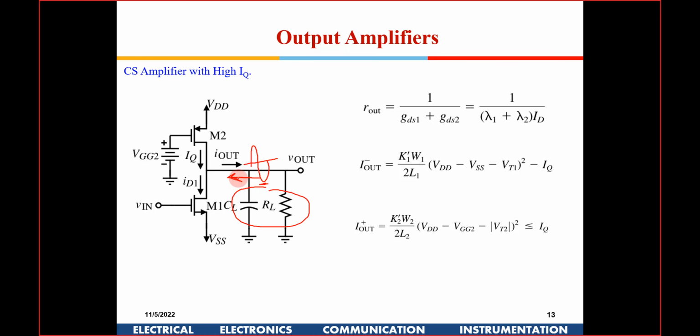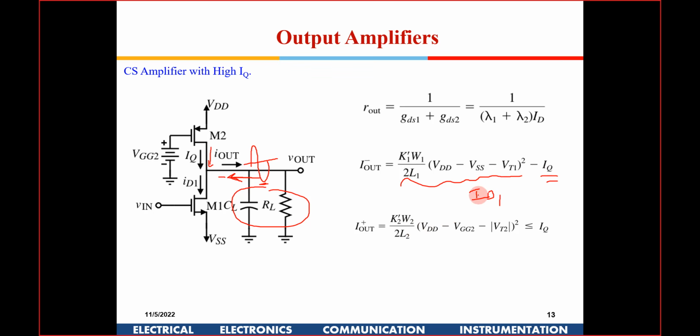So in that case, this current plus this current together will be ID1. So this is ID1, right? That will be this I out plus IQ. So I put that IQ on the right hand side, so this has become minus IQ. Is that much okay? Yes.